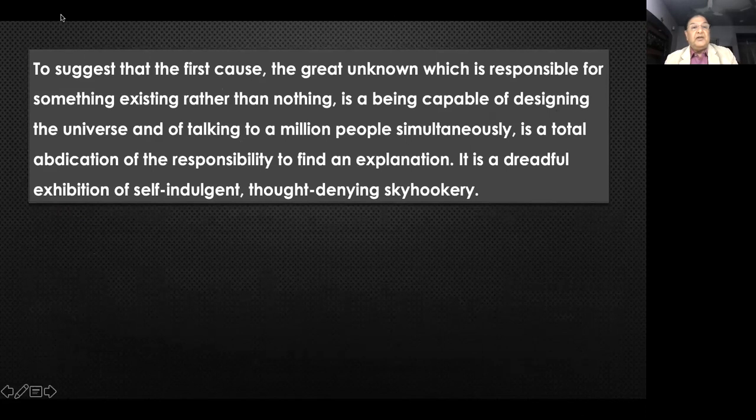Now, the next one. He says that to suggest that the first cause, the great unknown, which is responsible for something existing rather than nothing, and I'll pause here to say that if you read several theologies, you'll find that people always ask why there is something rather than nothing. His argument is that you will find at several places the great unknown, responsible for something existing rather than nothing, described as being capable of designing the universe, of talking to a million people simultaneously. This is a total abdication of the responsibility to find an explanation. It is a dreadful exhibition of self-indulgent, thought-denying skyhookery. Harsh words, but this is what he believes.